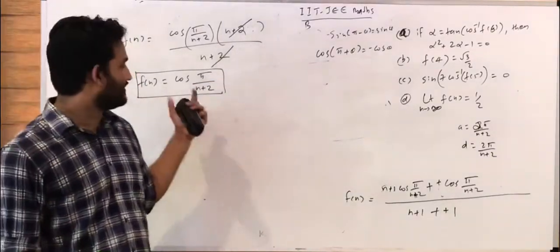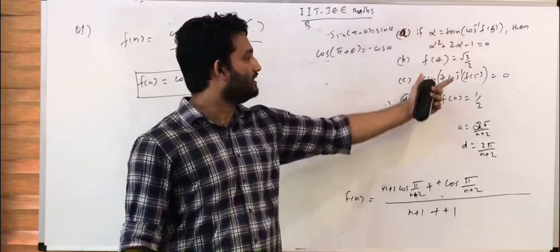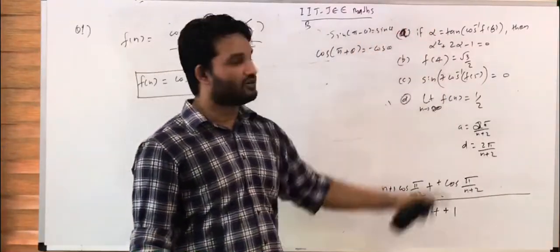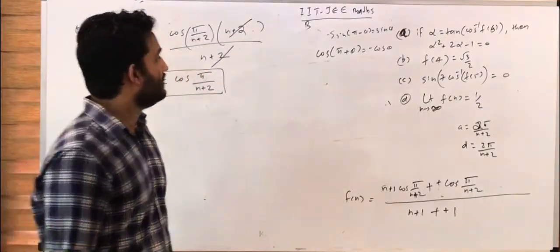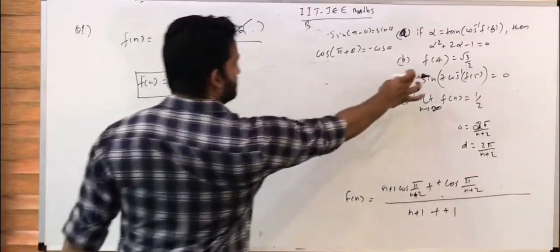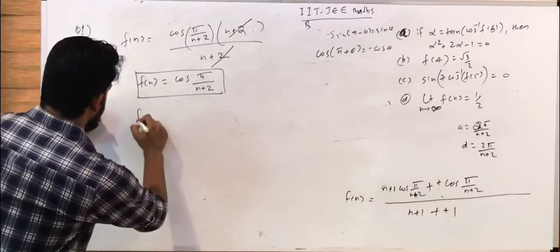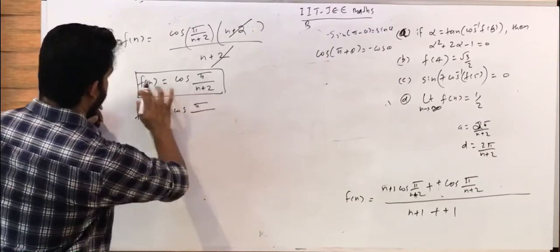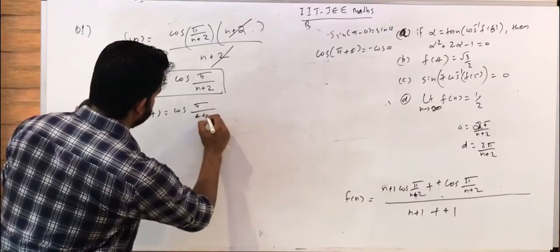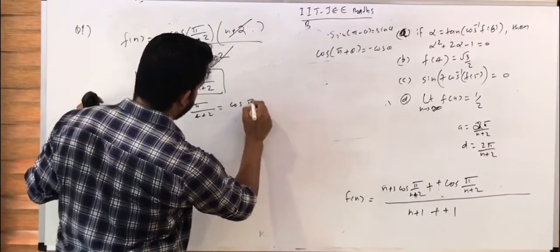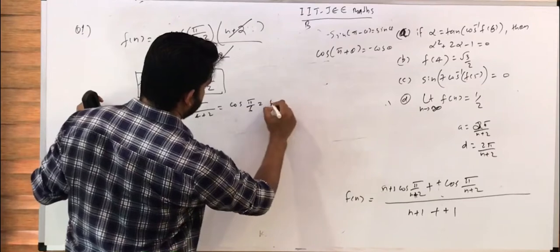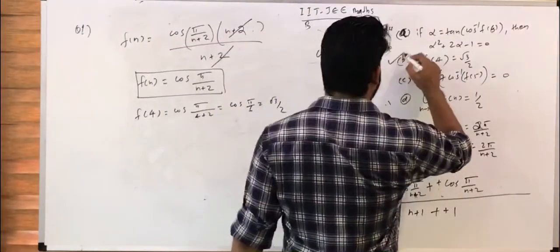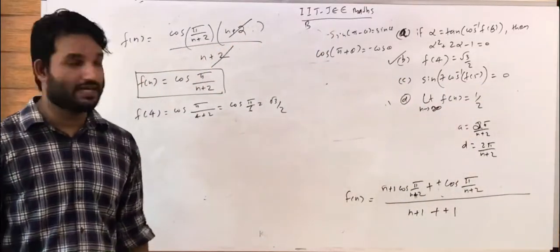Now we can check each option using this relation to see whether it is correct or not. Okay. So I am going to evaluate f of 4. If we substitute n equal to 4 here, we get cos pi divided by 4 plus 2, that is cos pi by 6, that is root 3 by 2. So this option is correct. Option B is correct.